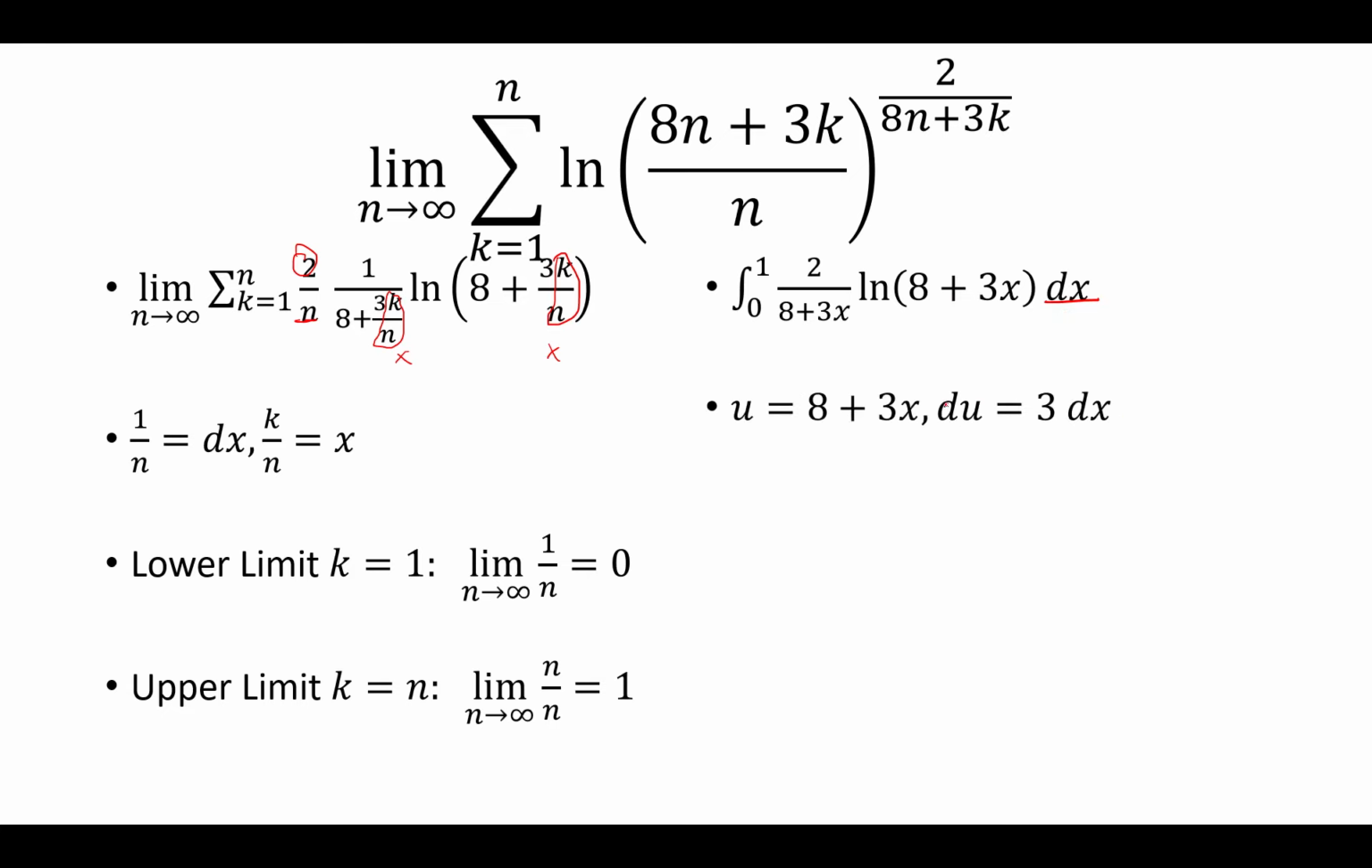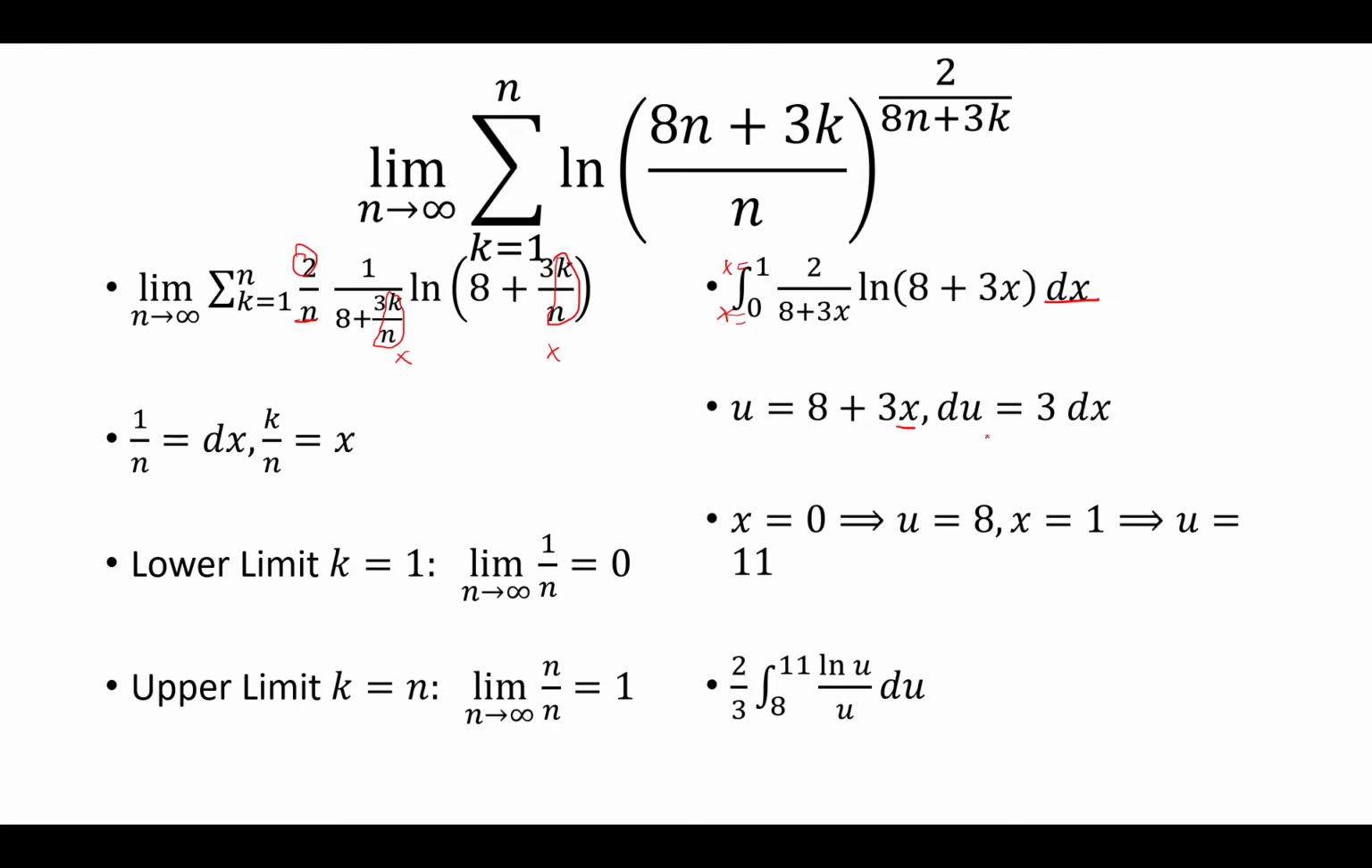We'll let u equal 8 plus 3x. du is 3 dx. So now we want to change the bounds. Here we have x is 0 as a lower bound. So you plug it in here, we get u is 8. And when x is 1, we get u is 11. So we have our new integral. And the other thing is, if we divide both sides by 3, we have du over 3 is equal to dx. So this 1/3 came out here, and the 2 came outside. So we have 2/3 integral from 8 to 11 of ln u over u du.